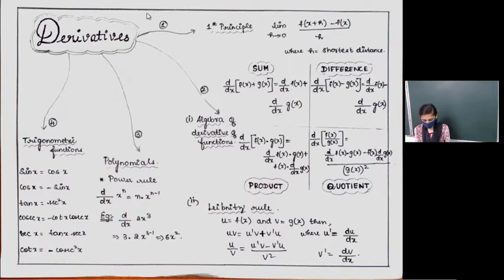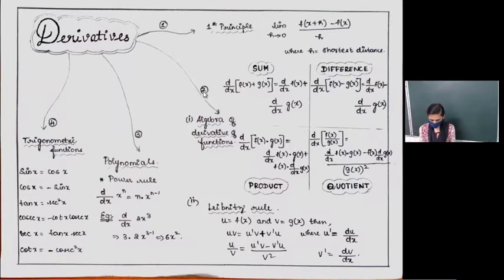And the second concept is the algebra of derivatives. Here we are going to see the sum, difference, product and quotient of functions. The formula for the sum of derivative functions is d by dx of f of x plus g of x is equal to d by dx of f of x plus d by dx of g of x. And the formula for difference is d by dx of f of x minus g of x is equal to d by dx of f of x minus d by dx of g of x.